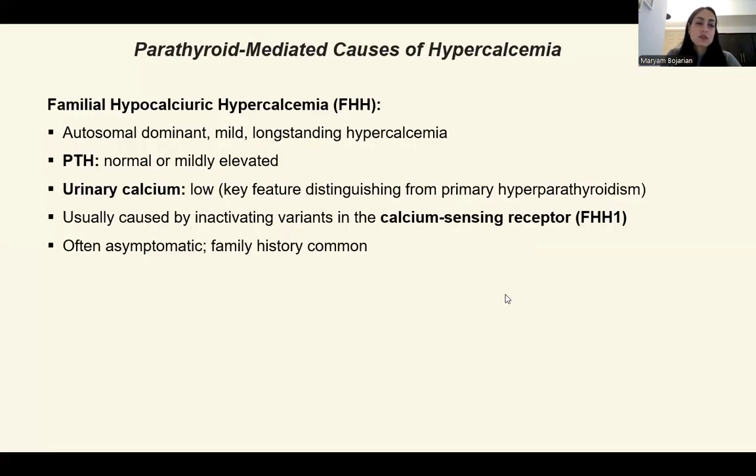And just quickly, tertiary hyperparathyroidism is a setting of prolonged kidney problems. We're not going to talk about this here. But just remember, if you have a normal or high PTH level in the setting of high calcium, you have three differentials. The most common one is primary hyperparathyroidism, and it's really important to rule out FHH before sending the patient to the OR for surgery.